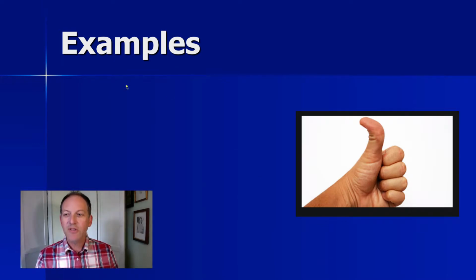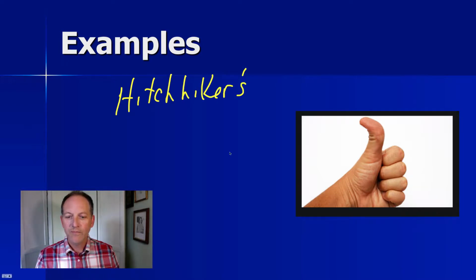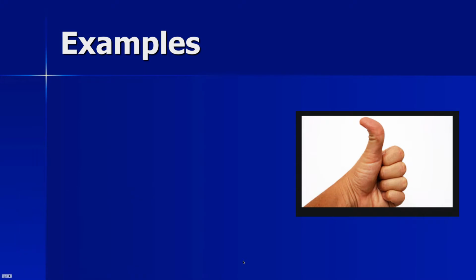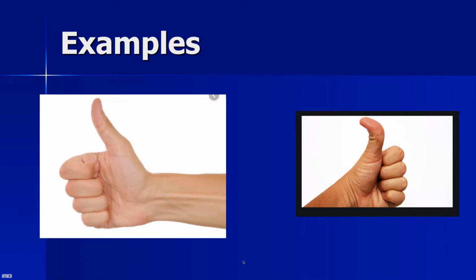This is something called hitchhiker's thumb. If you look at this person's thumb, notice how it bends back like that. Whereas somebody who doesn't have hitchhiker's thumb, their thumb is relatively straight. Write down which one you have.